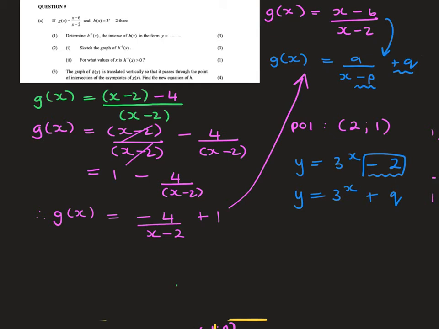So 1 will be equal to 3 squared plus q. Solving for q, we get that q will be equal to negative 8. So y will be equal to 3 to the x minus 8. That will be your final answer for question 3.